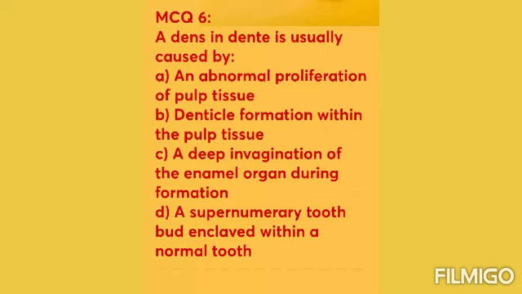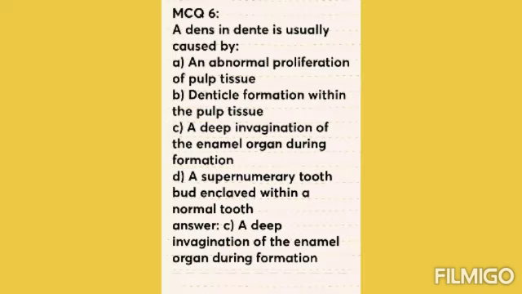Sixth question is, a dens in dente is usually caused by option A an abnormal proliferation of pulp tissue, option B denticle formation within the pulp tissue, option C a deep invagination of the enamel organ during formation, option D a supernumerary tooth bud enclaved within a normal tooth. So here the answer is a deep invagination of the enamel organ during formation. So dens in dente is invagination, dens invaginatus.